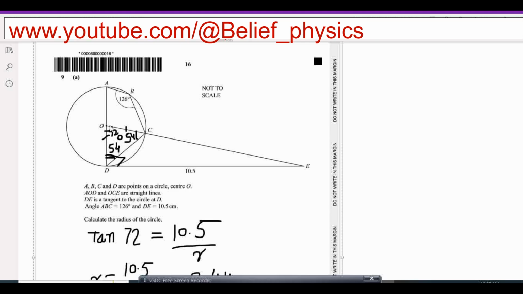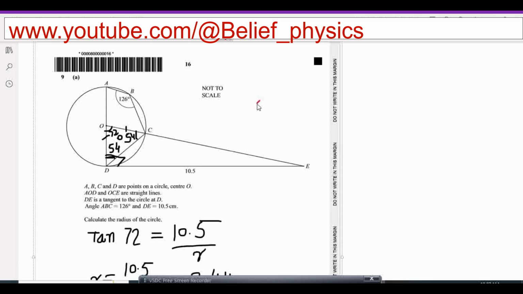Now in this triangle OCD, we have to write all the reasons. OC is also a radius, OD is also a radius. So this is an isosceles triangle. So the angle opposite to this is 54, opposite to this also 54. Now we have to find this angle, angle O. In triangle OCD, this is 54, this is 54, and this we have to find.